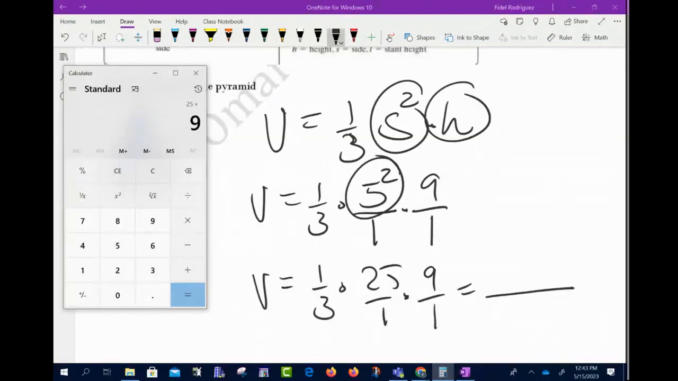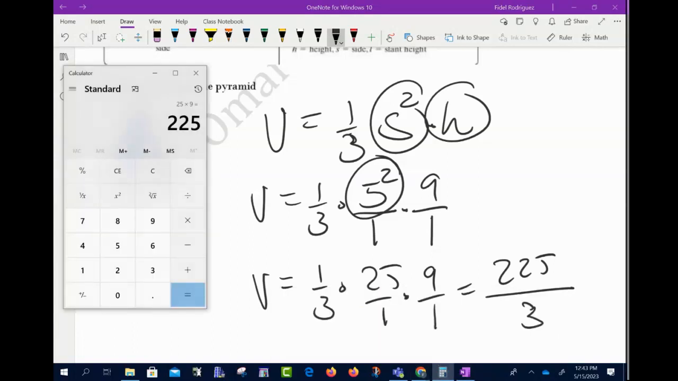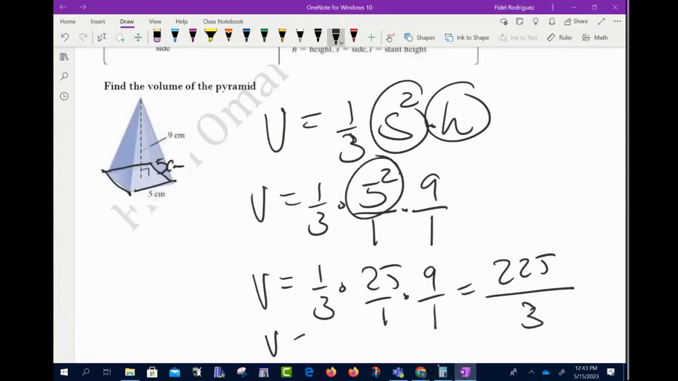25 times 9 is 225. Y'all, what are we going to get on the bottom? Okay. What are we going to do now? Let's divide it out. 75? Nice and neat? Okay.